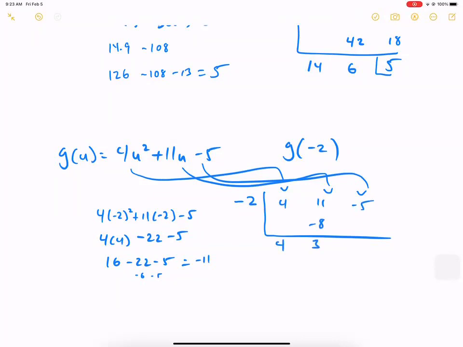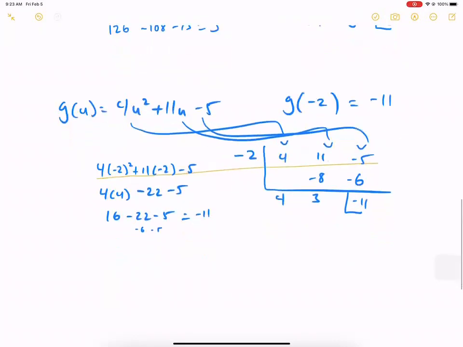Now, let me also say one more thing. Synthetic division gives us two things. It gives us what it would look like if I had plugged in -2 into the function, but it also gives us division.